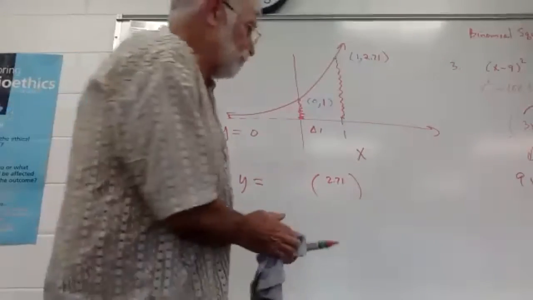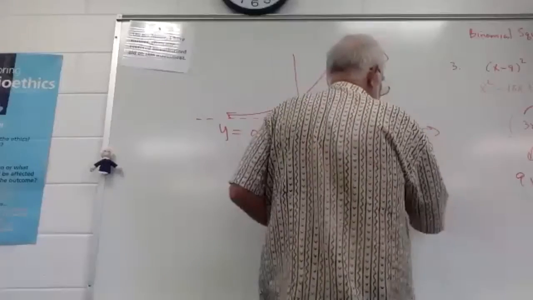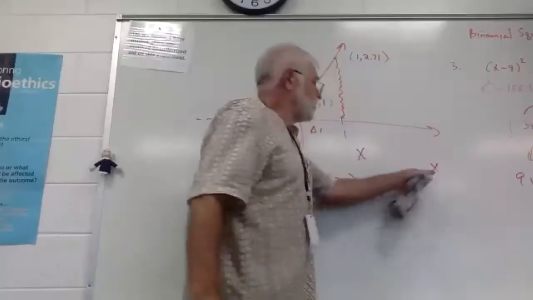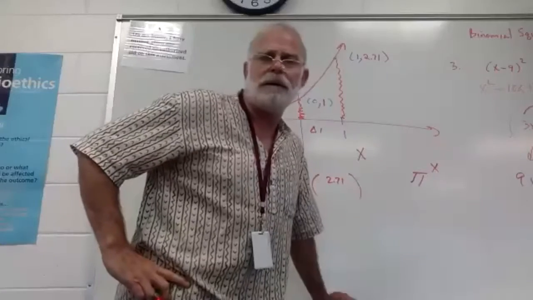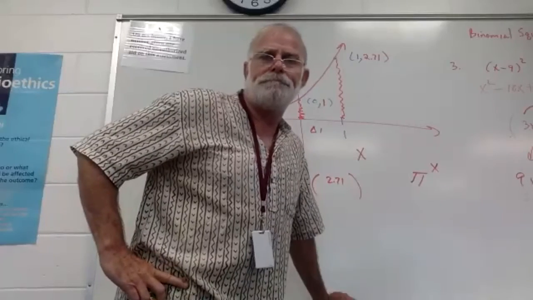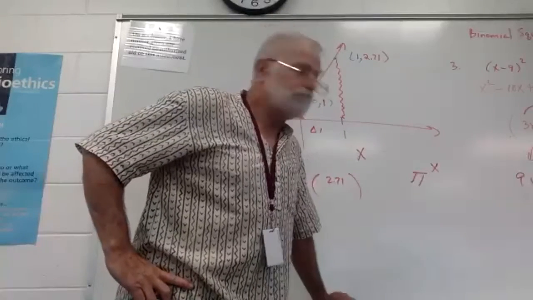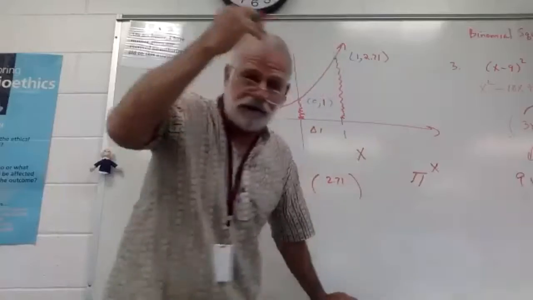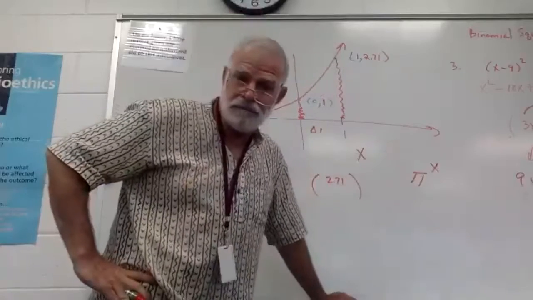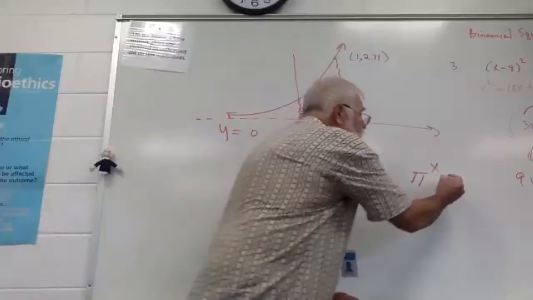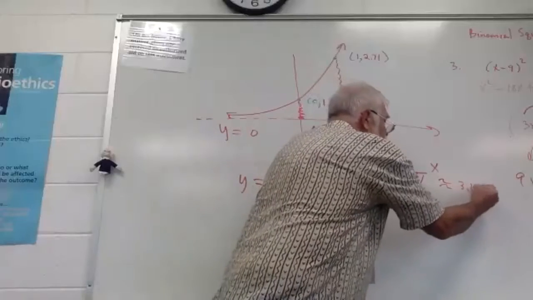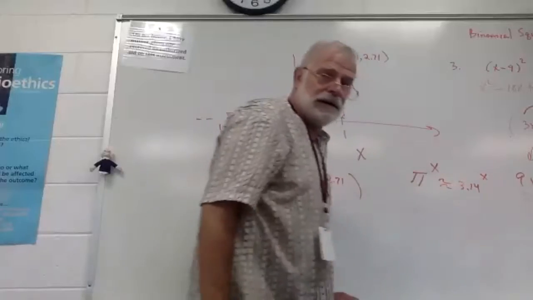Can anybody tell me what pi to the x is? Anybody tell me what that is numerically? An approximation is fine. Is there another way to write pi? Anybody, anything come to your mind? 3.14? Yeah, that's approximately 3.14 to the x.